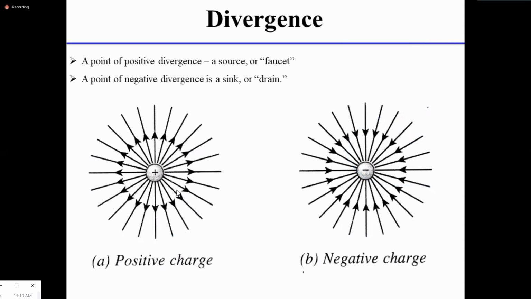So you can also consider a positive and a negative charge, and then think about the electric field. We say that the field lines actually spread away from a positive charge. So we can say that the electric field will have a positive divergence near a positive charge. In the same way, the electric field may be considered to have a negative divergence near a negative charge. So a positive charge is basically a source or a faucet of the electric field, and a negative charge can be said to be a sink of the electric field.